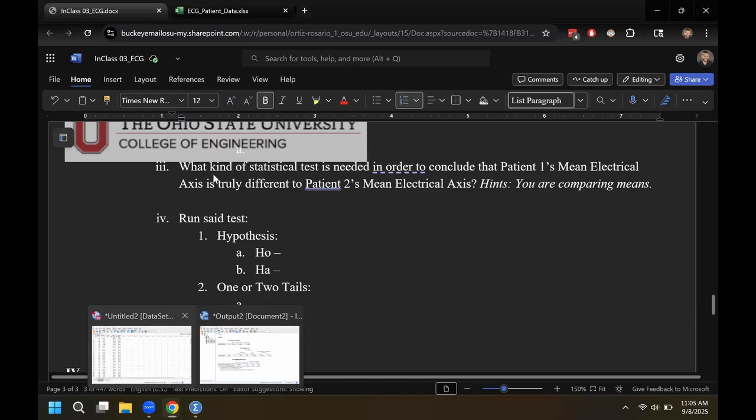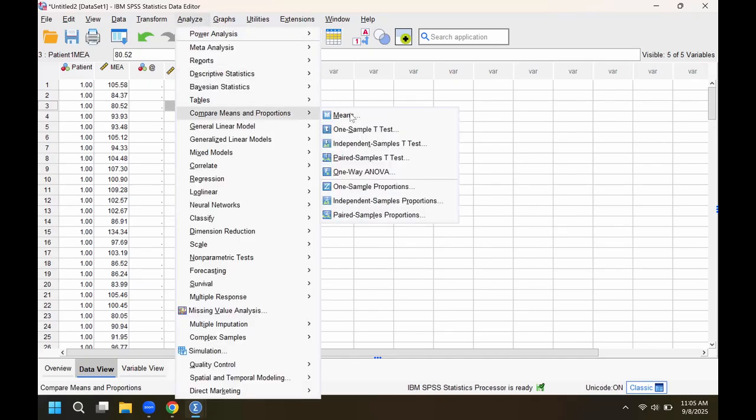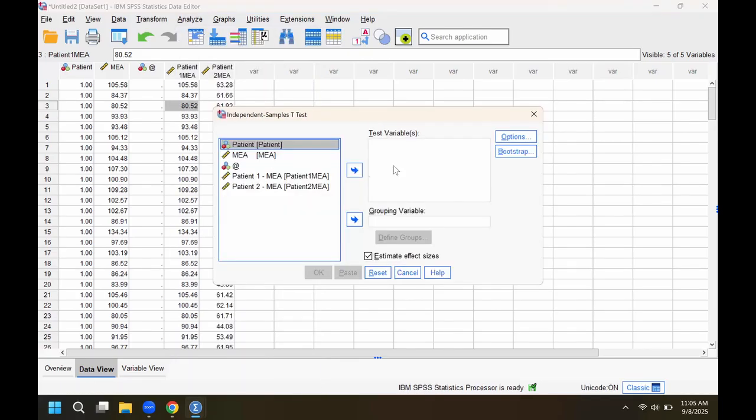Spoiler alert. These are independent samples because the patients have no relation to each other. There are no time samples, meaning patient one before or after a certain intervention, or patient one with certain treatment and patient one with another treatment. In that case, we would still be comparing means, but it would be independent samples.